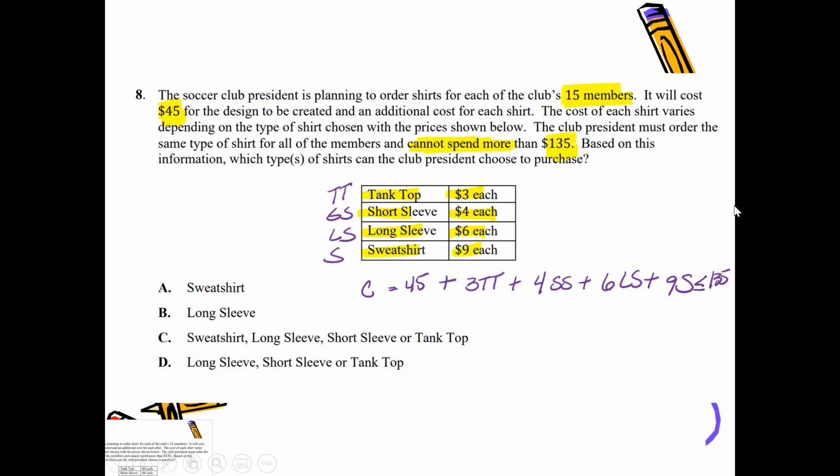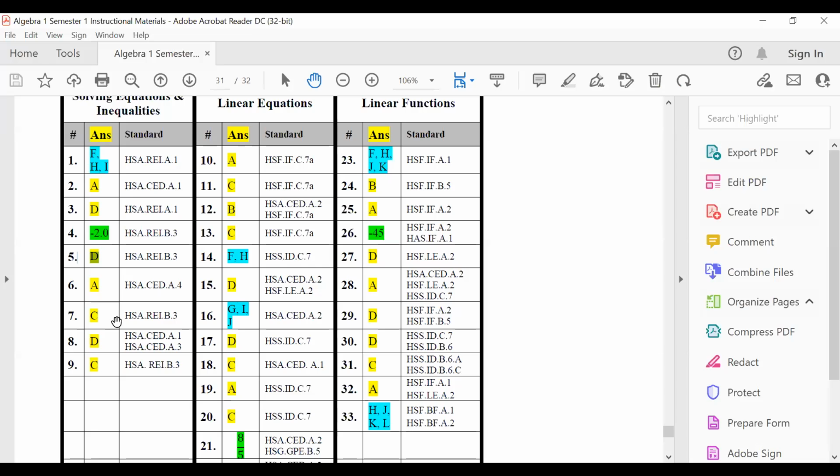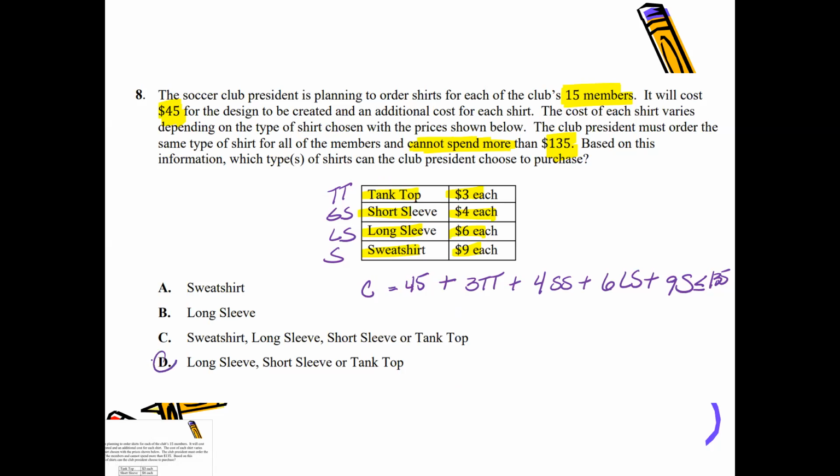And again, if you're not sure what the answer is, I want you to go ahead and take a look at the answer at the very end. Okay. So this is question number 8, and question number 8 is D as in dog. Now let's work backwards to figure out why it is D as in dog. So D as in dog is long sleeve, short sleeve, or tank top. You only have $135. If I pay the vendor the $45, I only have $90 left.